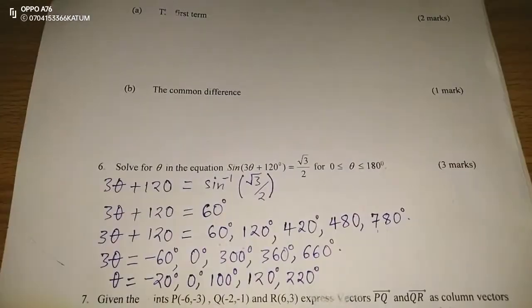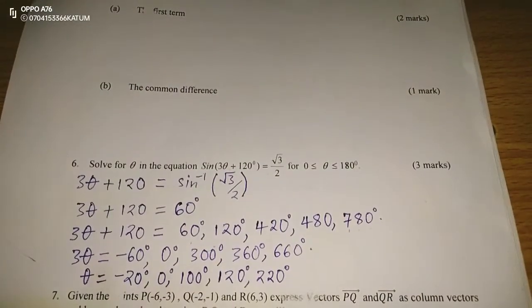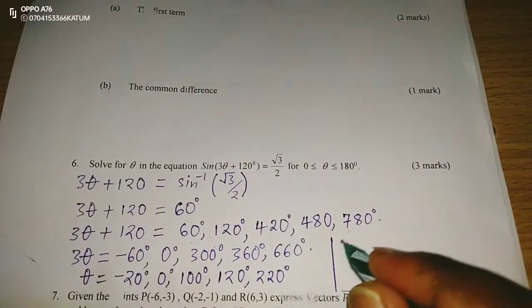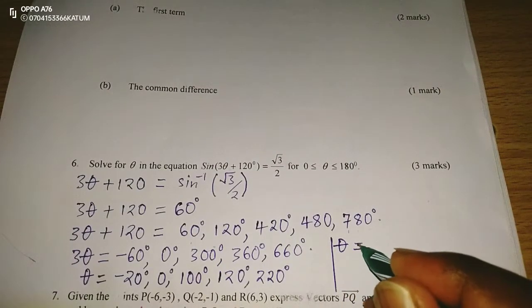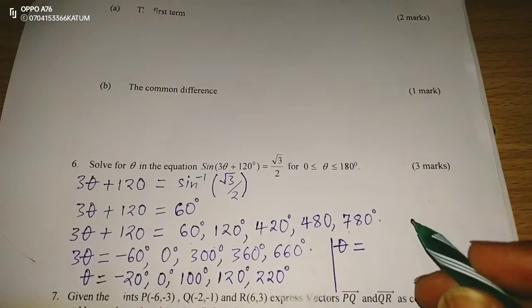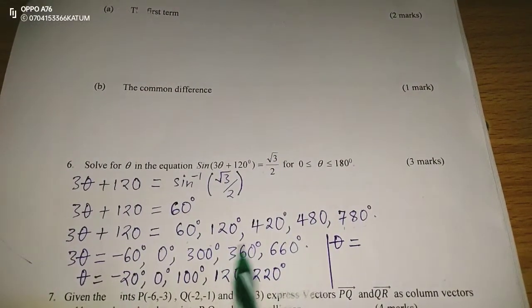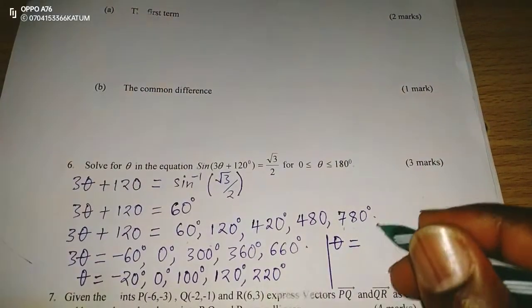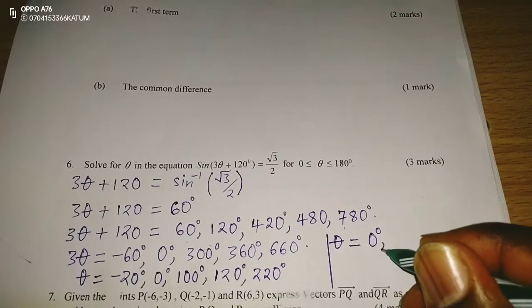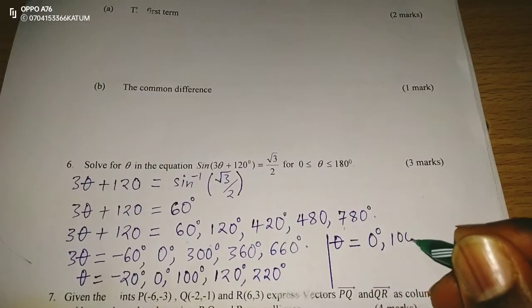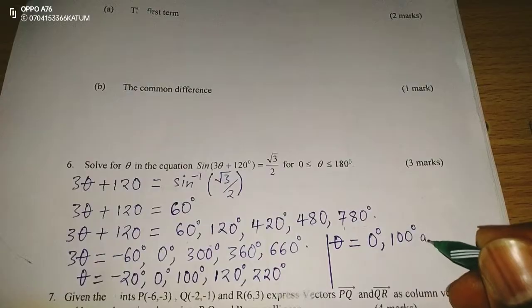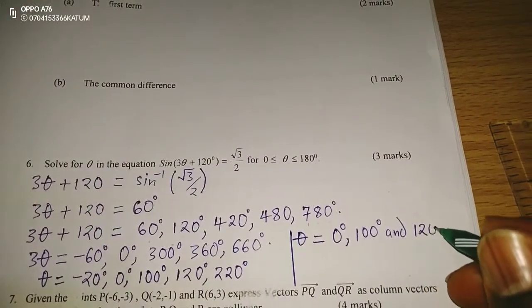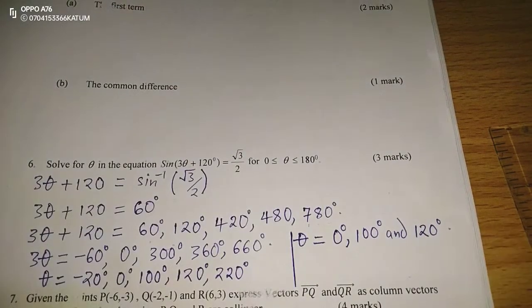So to check the angles which are within the range, the value of theta: negative 20 is not within the given range. 220 is also beyond the given range. So we'll start with 0 degrees, 100 degrees, and 120 degrees.